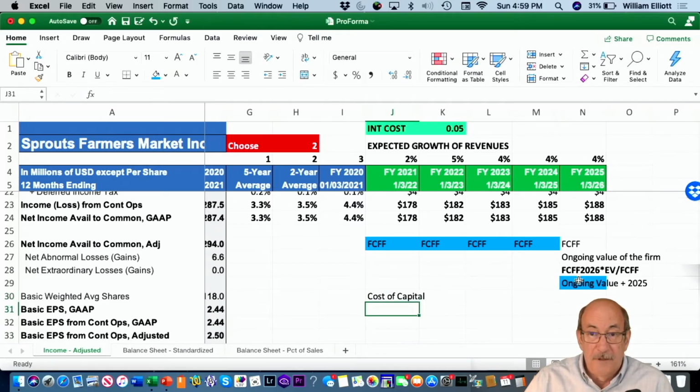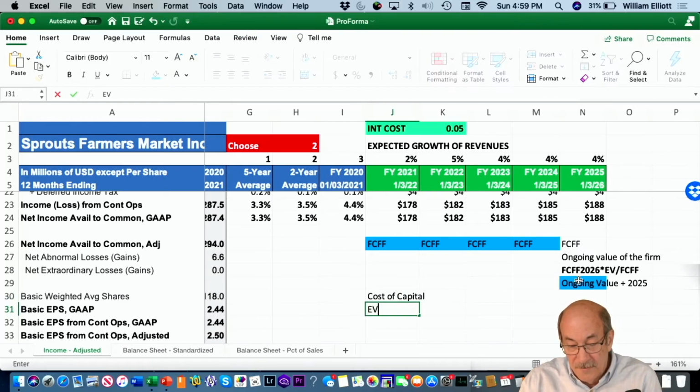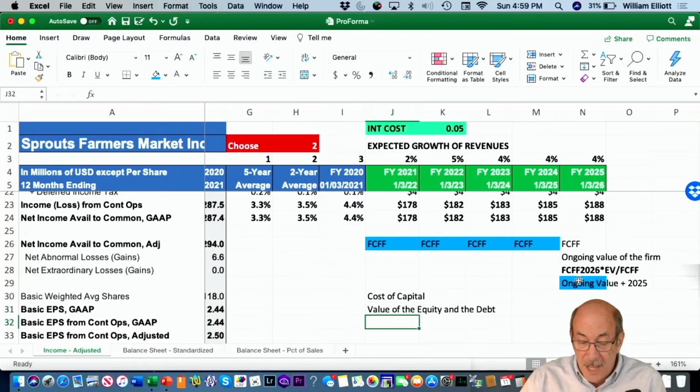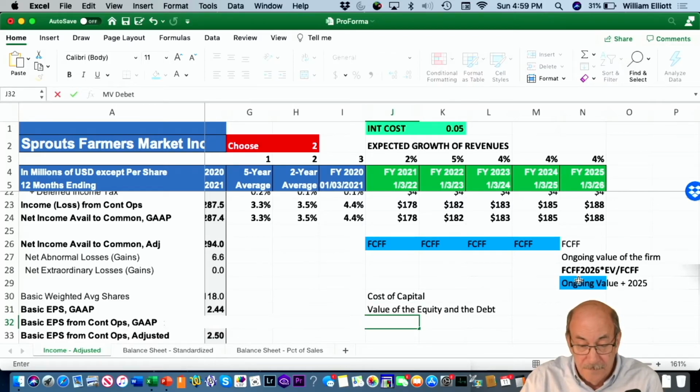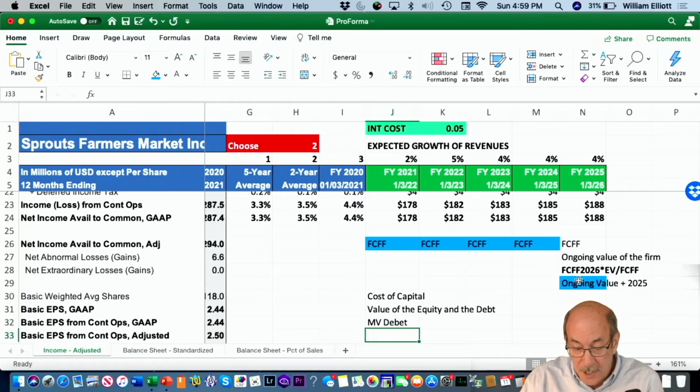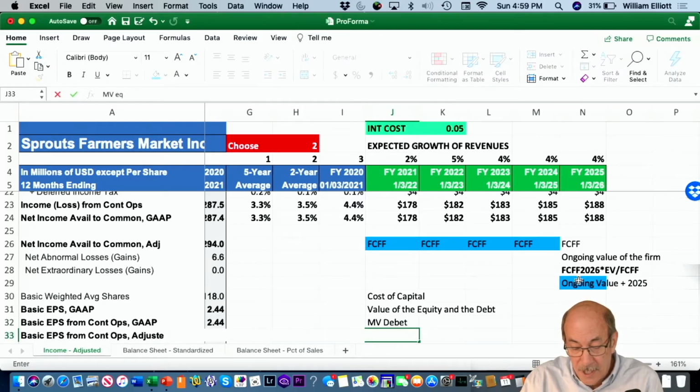And then I sum all of that up, and that gives me the enterprise, or sorry, not enterprise value, that gives me the value of the equity and the debt. And then I subtract from that the market value of the debt, and I end up with the market value of the equity.